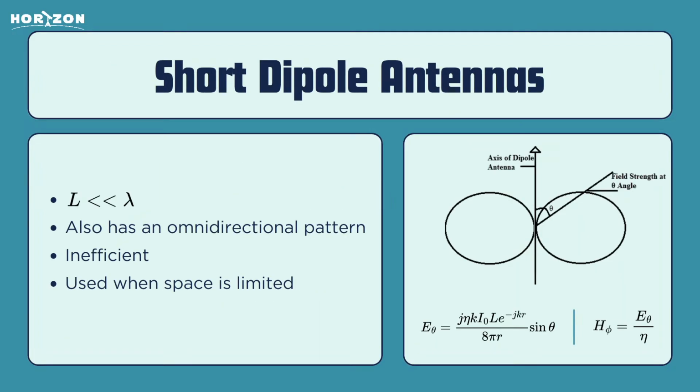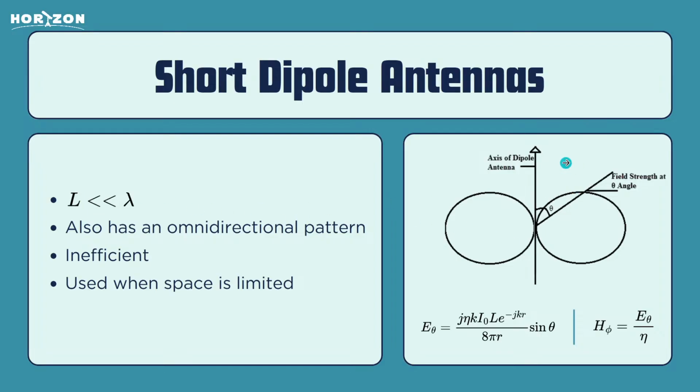So now we come to short dipole antennas. These dipole antennas don't have enough length to create standing waves. So you can't have a 0 phase difference or a 2 pi phase difference or any multiple of 2 pi. So you can't get resonance in short dipole antennas.